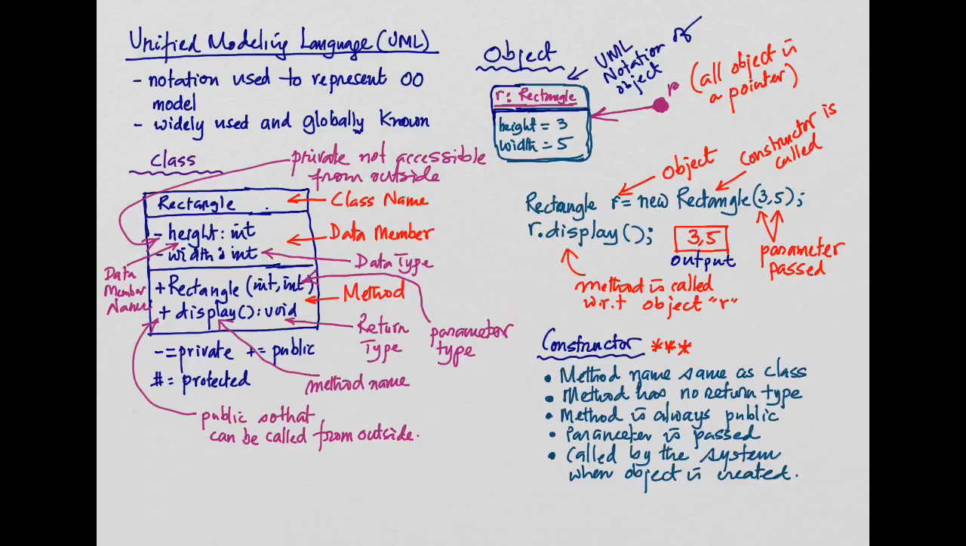Finally, we say what is actually a constructor. Constructor is a method with the same name as the class. It has no return type. It is always public and parameters can be passed. We have passed parameters. A class can have multiple constructors and it is called by the system when the object is created. I hope you understand this whole discussion on class and object and the UML notations. And remember, we need to practice. We need to understand. We need to practice more to get this whole idea better.